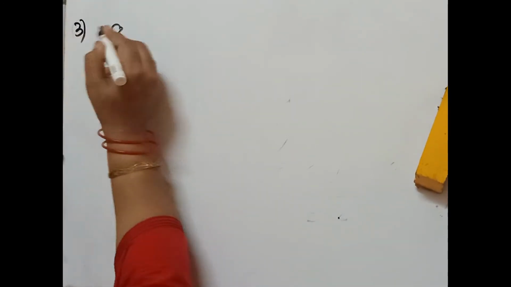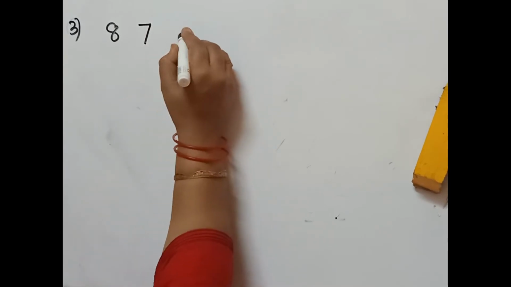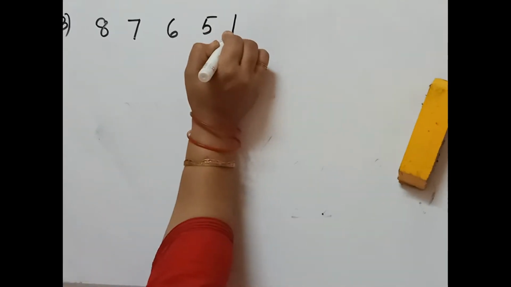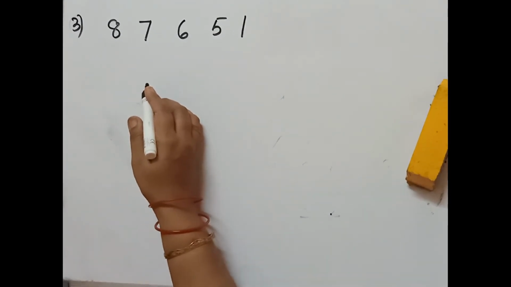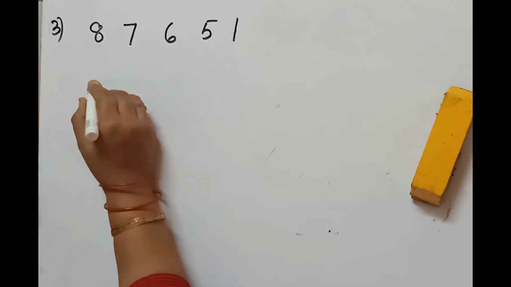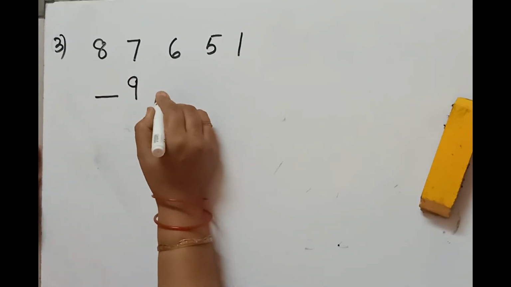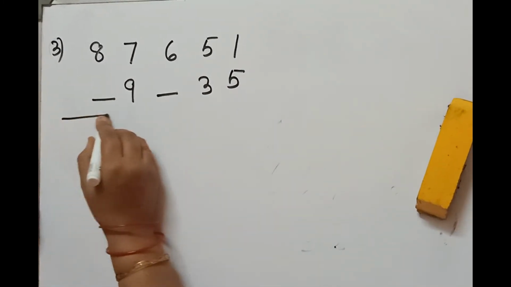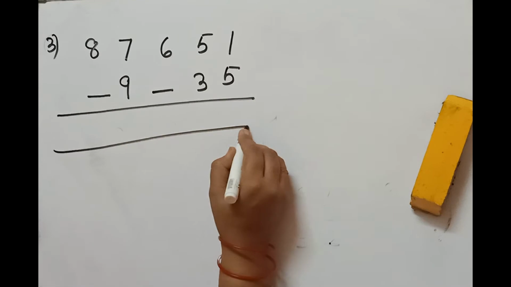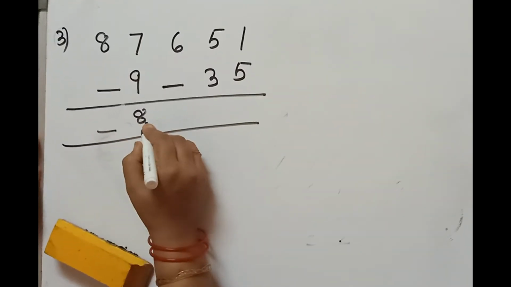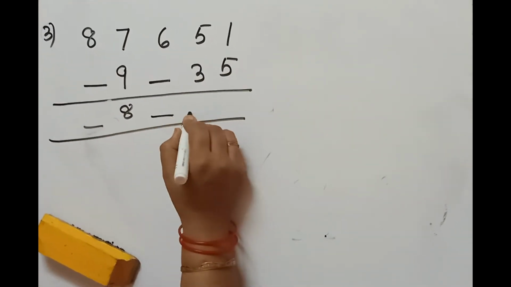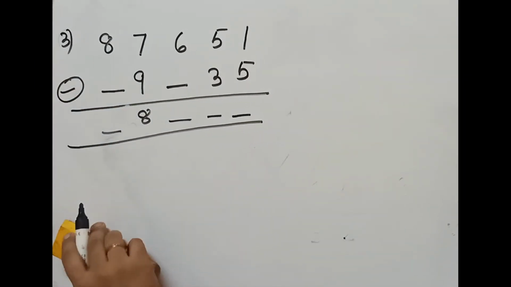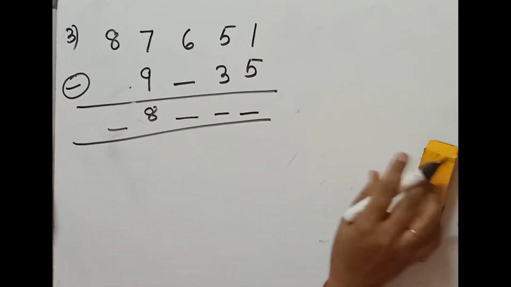8, 7, 6, 5, 1. 8, 7, 6, 5, 1. 9. Here I am getting a star. 3, 5. Okay. Here it is a dash. 8, dash, dash, and dash. Now we have to subtract. This is your subtraction. Okay.